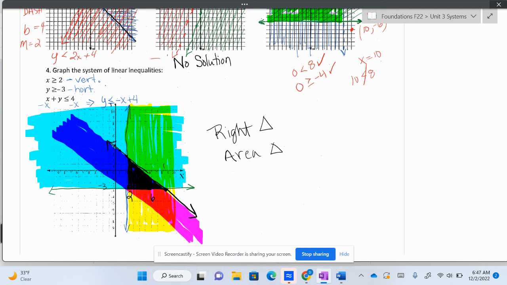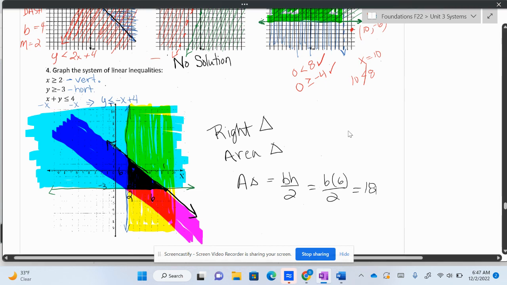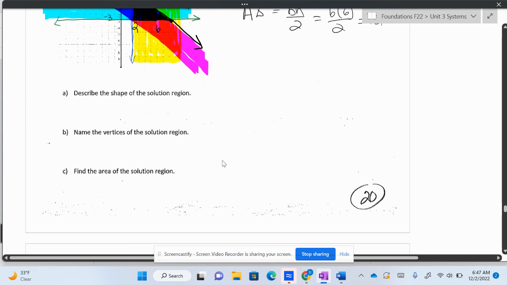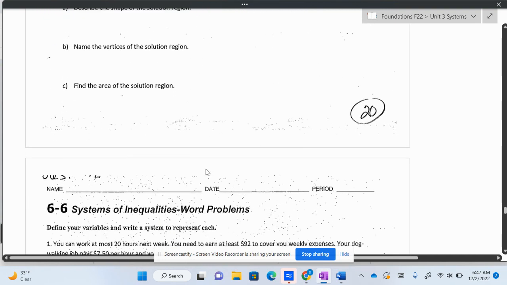So 6 units across the horizontal, and 6 units vertically. The area of a triangle, remember, is the base times the height divided by 2. So 6 times 6 divided by 2 would be 18. So this triangle would have an area of 18. All right, so describe the shape. It's a triangle, name the vertices, find the area.